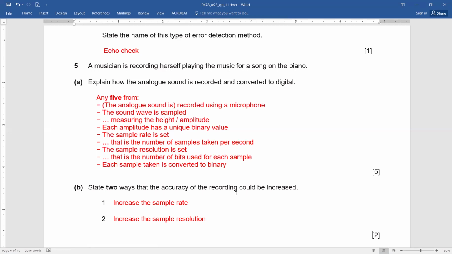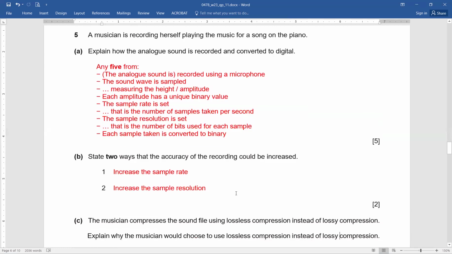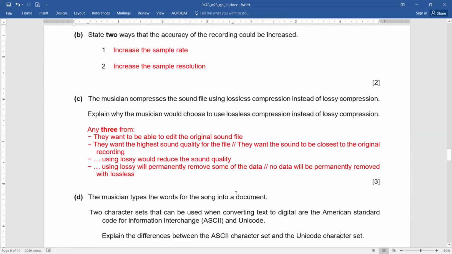Okay, part B. State two ways that the accuracy of the recording could be increased. How can you improve the accuracy? How can you make it much better? See, increase the sample rate or increase the sample resolution. These are the two ways which are used to improve the accuracy, to make it much better. So simple, isn't it?